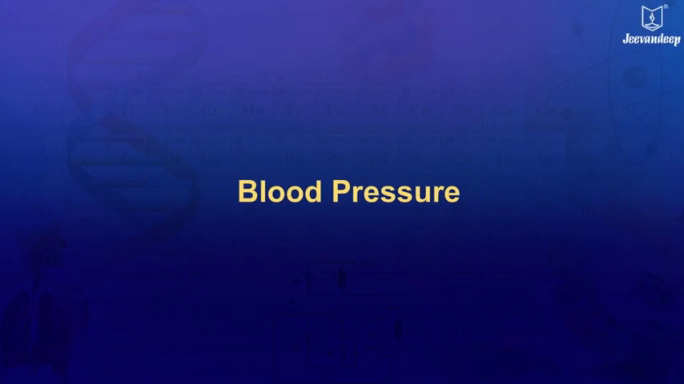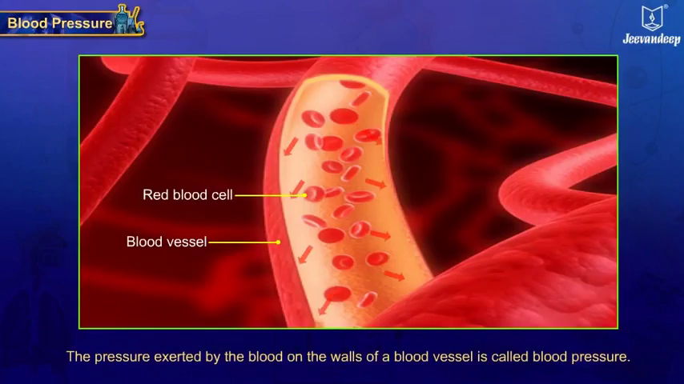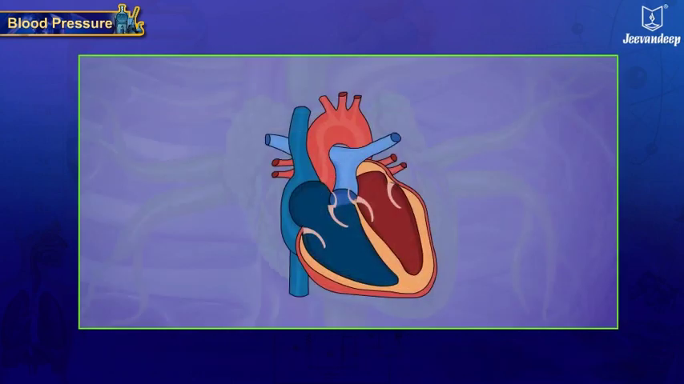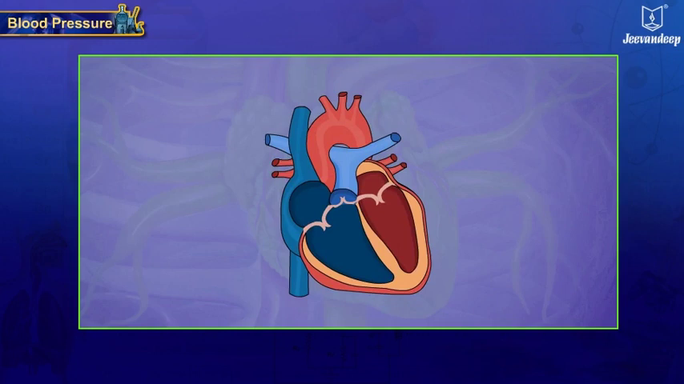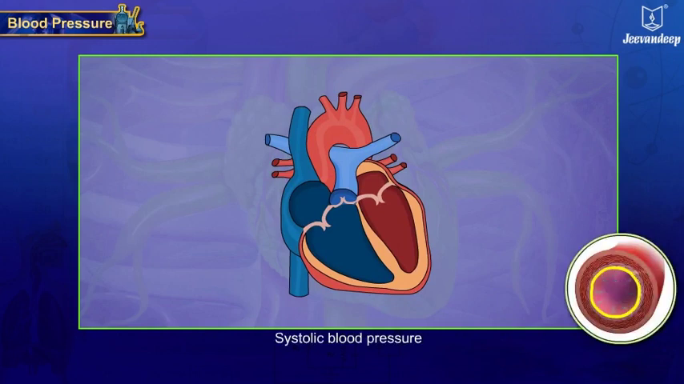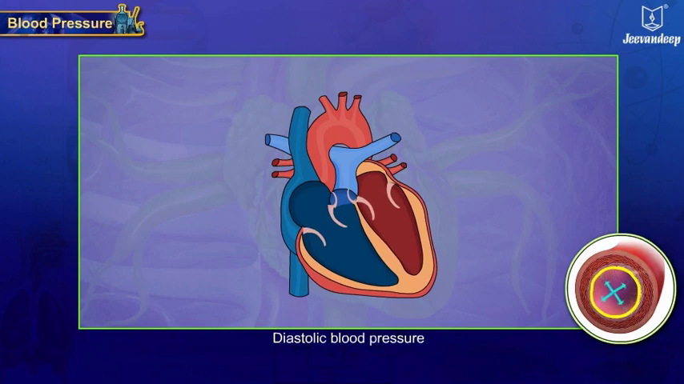Blood pressure. The pressure exerted by the blood on the walls of a blood vessel is called blood pressure. The measurement of blood pressure involves two terms. Systolic blood pressure, that is, the pressure in the artery during ventricular contraction, while diastolic blood pressure is the pressure in the artery during ventricular relaxation.